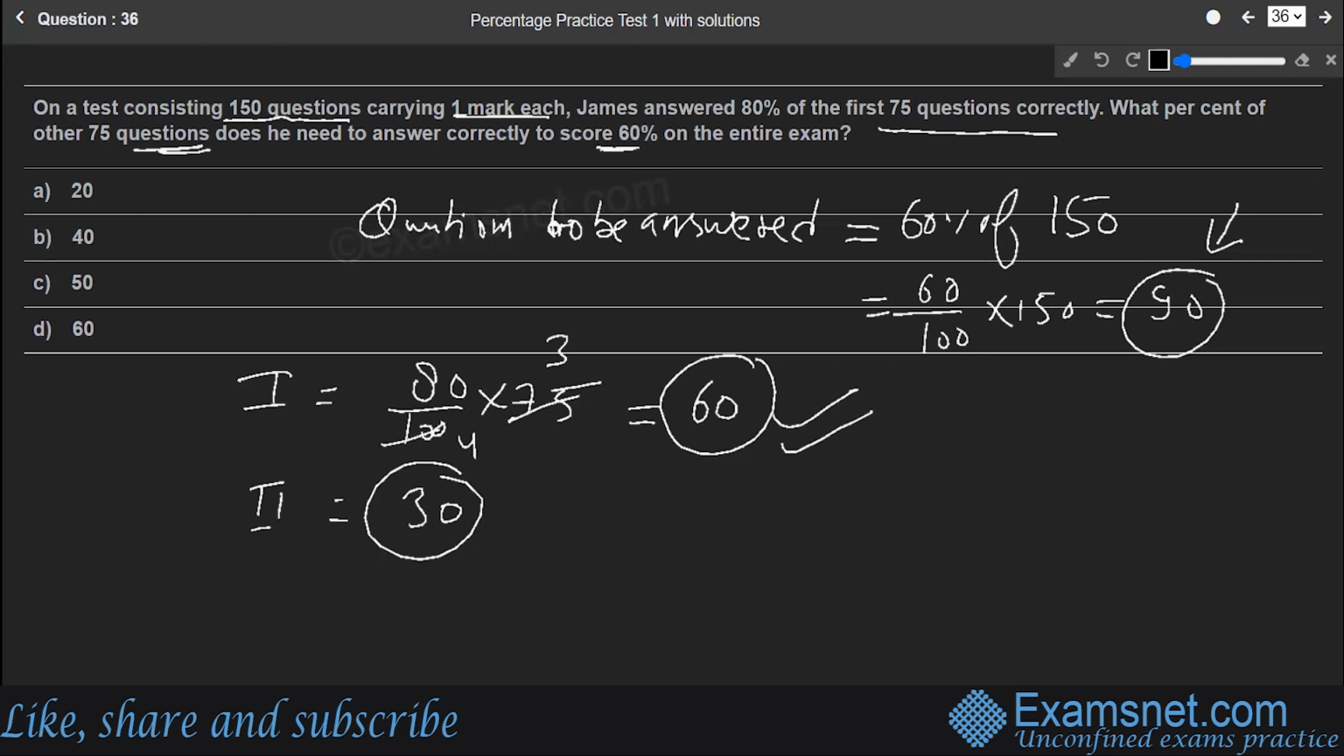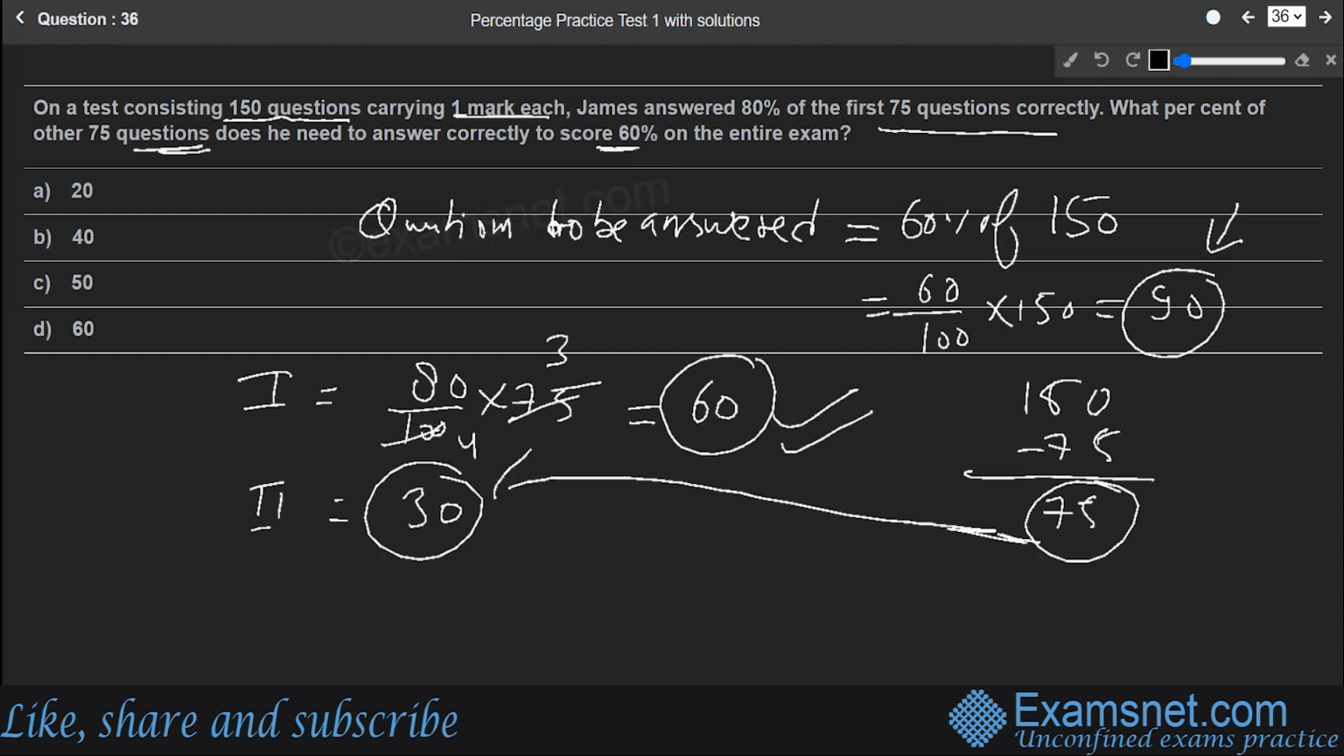Out of how many questions are remaining? There were in all 150 questions, and 75 questions have already been attempted. So only 75 are left. Out of those 75, 30 are to be answered correctly. That's why they are asking what percent of the 75 should be answered so that the ultimate score comes to 90. So we are supposed to find out 30 is what percent of 75.